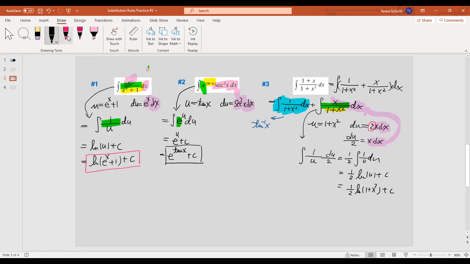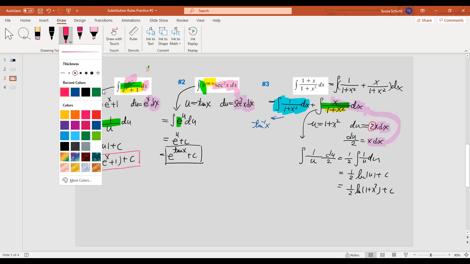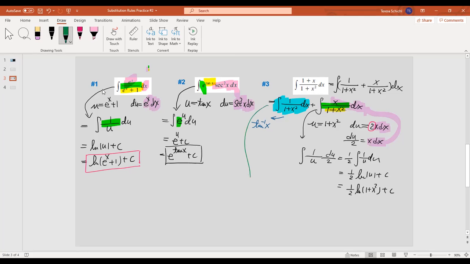So now you combine, because I have 2 terms, right? So what is my final answer? The final answer here: my first term is the basic formula. So I have arctangent x plus 1/2 natural log 1 plus x squared plus c.